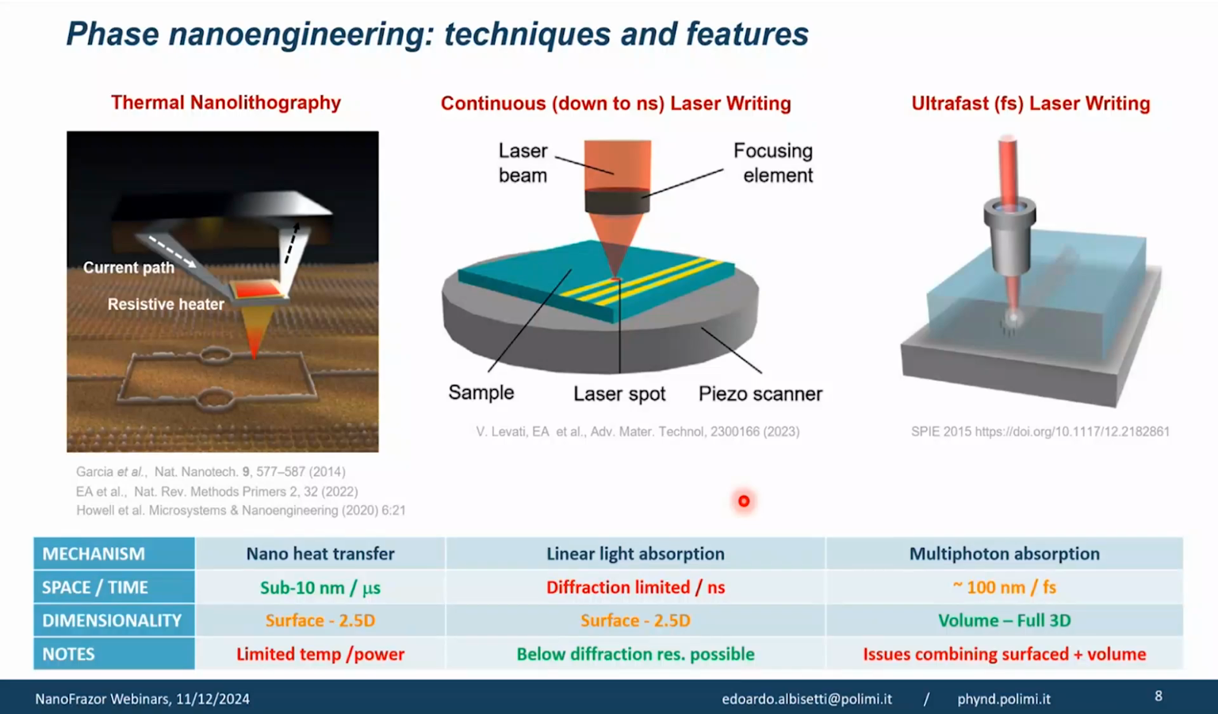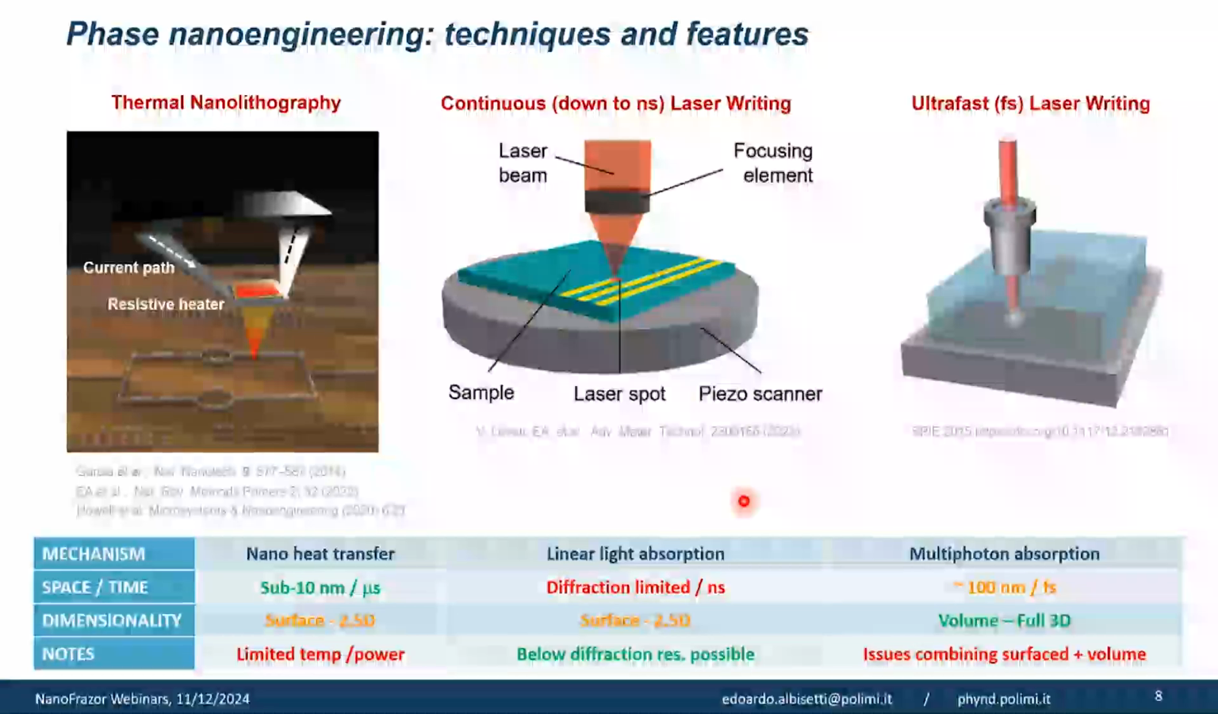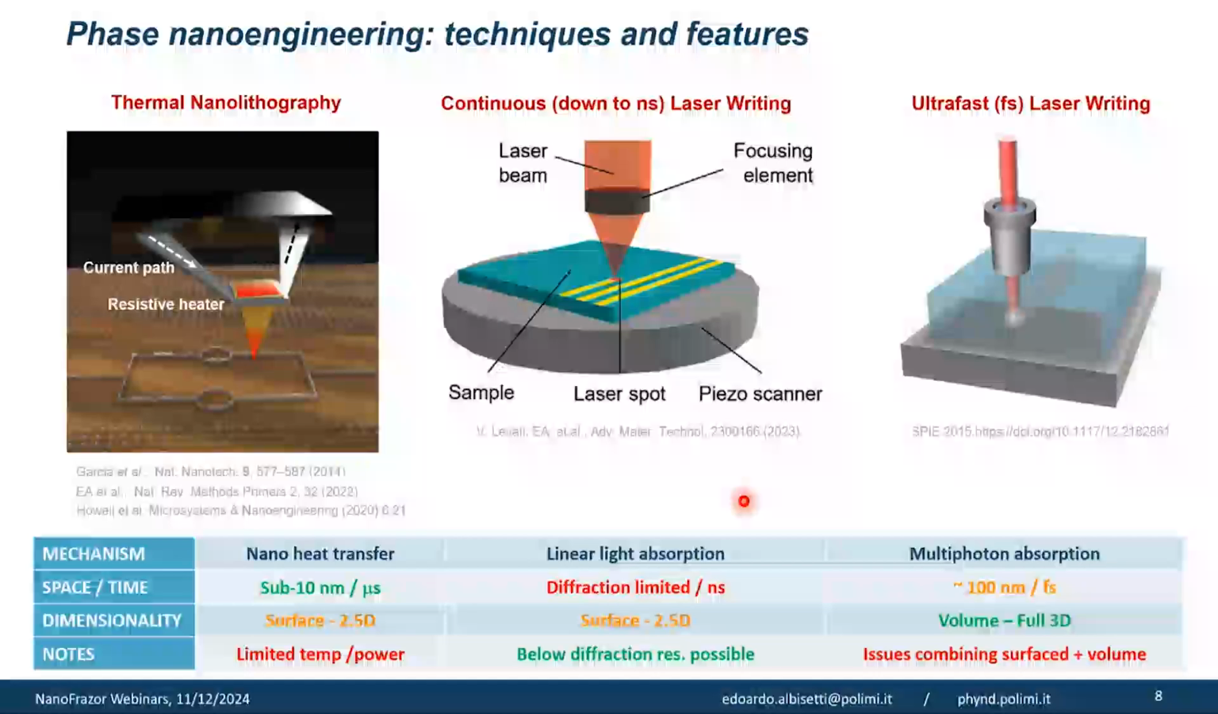There's the third technique that goes a little bit more towards the volume. This is ultrafast laser writing, which is usually femtosecond laser writing. It uses a different absorption mechanism that works well with transparent materials. It uses nonlinear absorption. So in this case, it's not a single photon that is absorbed, but a multi-photon transition. And it has some advantages. For example, the spatial resolution is usually around 100 nanometers, depending on the application, but can be below diffraction. The time scale is femtoseconds, so we are definitely triggering a different regime for the material in the light-matter interaction.